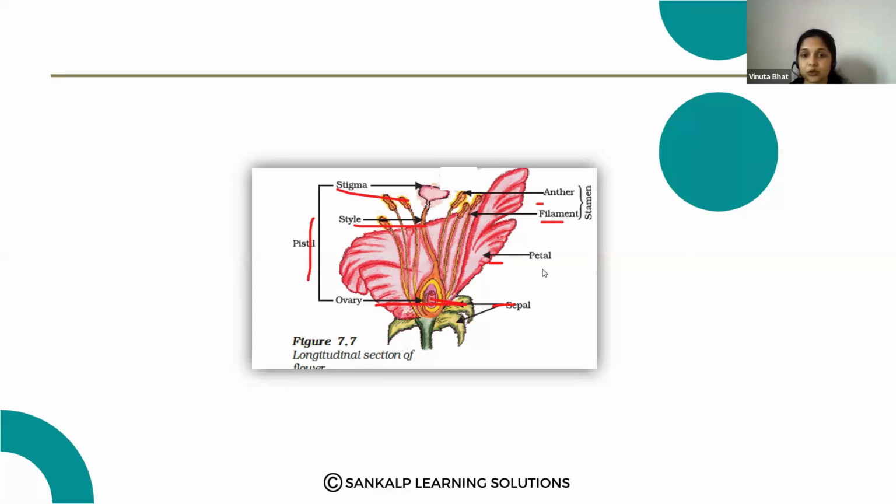First you have to draw the diagram, then labeling is very important. You have to label each and every part. Sometimes they will give some parts, like name the sepals, petals or stigma, style, but sometimes they will not give any parts, but you should label. So that is very important.